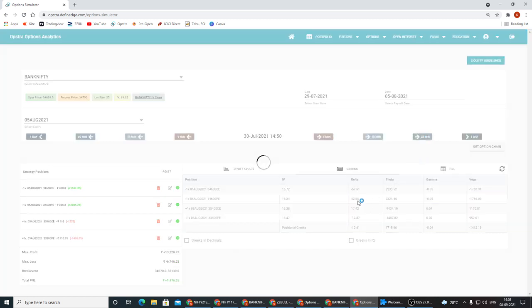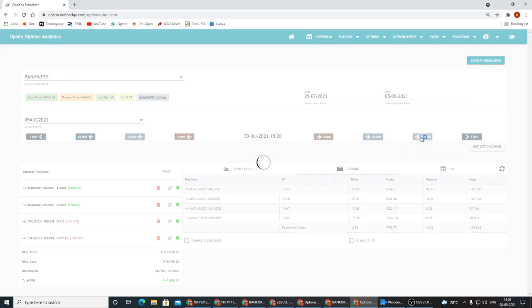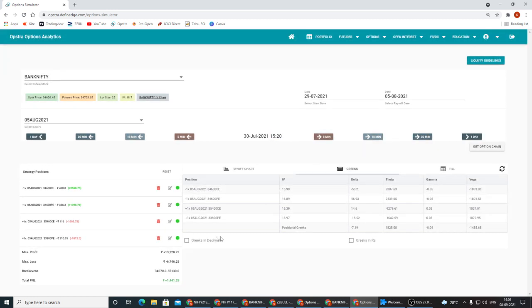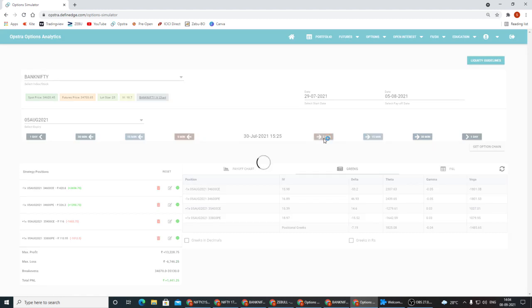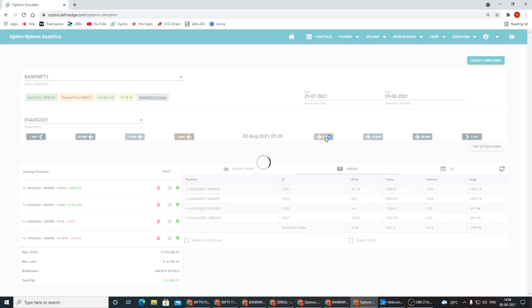No problem. The time is 2:50. We'll move another half an hour. The market is at the same place. We'll go to the end of the day. The market is 34,584 and we have 1,500 rupees profit. Delta is managed and we will move to the next day.